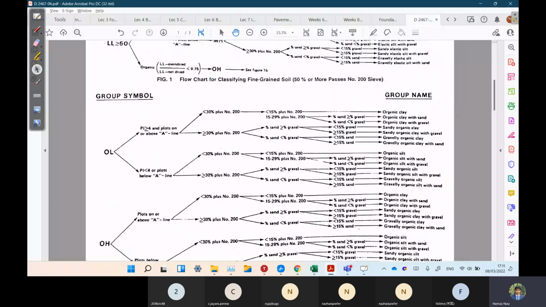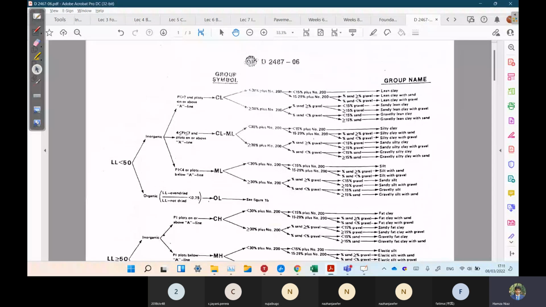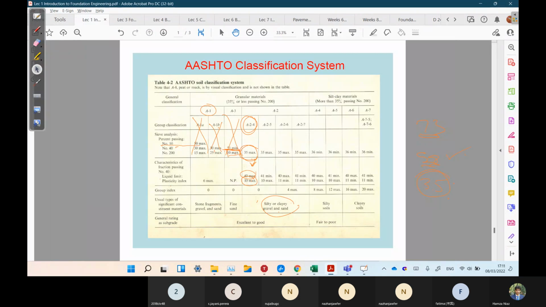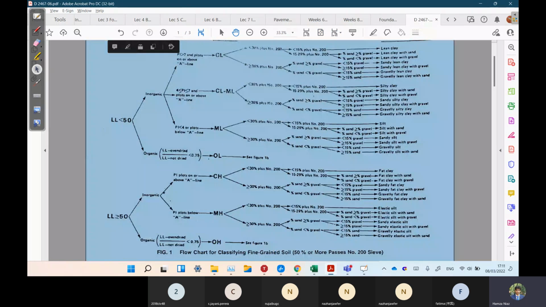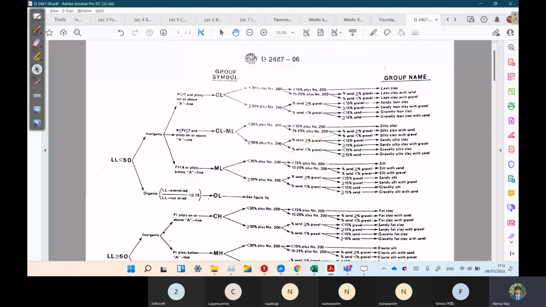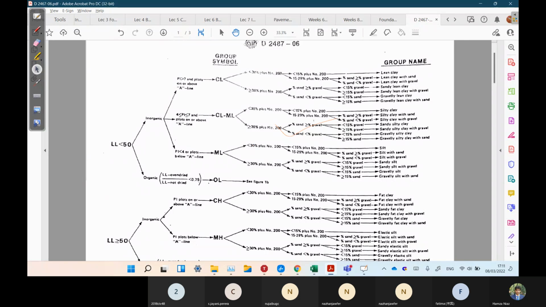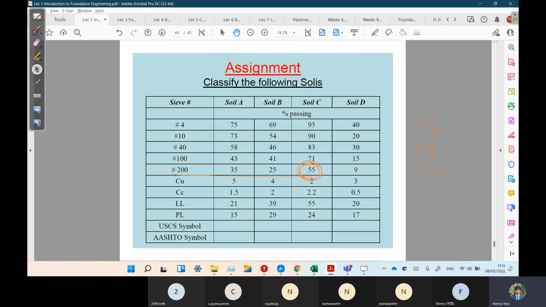And if the fines come, we have to check simply. So if you quickly do the third question, the third soil, we have fines here 55%. So we can simply say that you have to classify it from this chart, as our fines are exceeding the 50% value. So our fines are 55%.